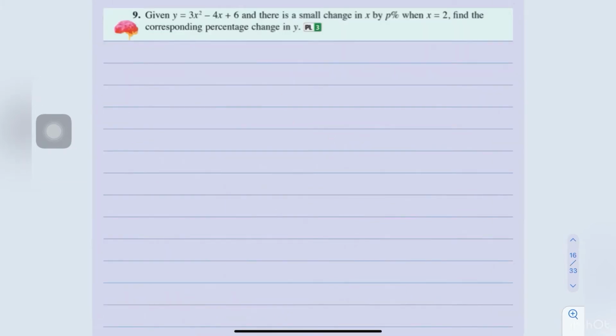Okay, question number 9. Given y equals 3x squared minus 4x plus 6 and there is a small change in x by p% when x equals 2. Find the corresponding percentage change in y. Okay, so small changes in x, so it is delta x. p% when x equals 2, so 2 times p over 100. So this is p over 50. So delta x is p over 50.